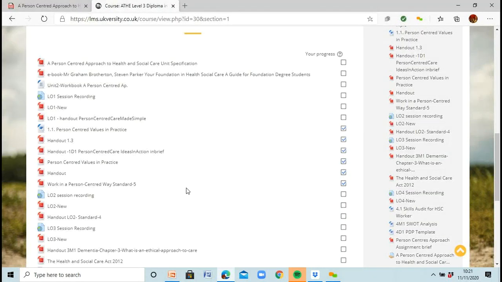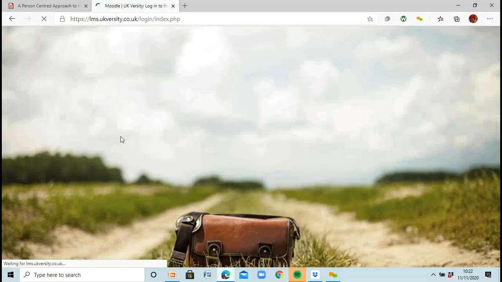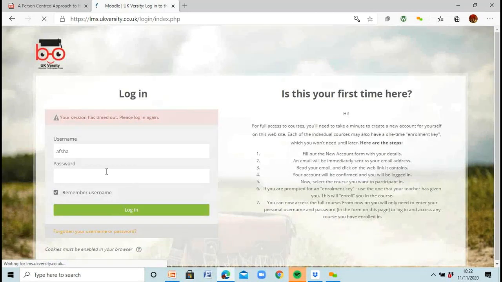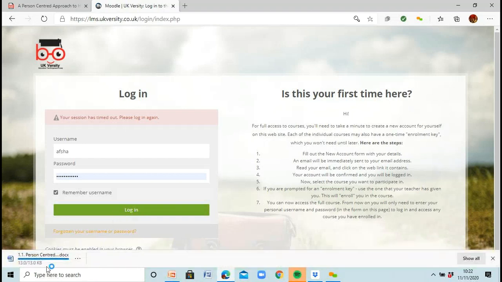Now, there is a little bit of homework I'd like you to do. It will help you answer what we've done. On Moodle, I know you've all got access, in the person-centered approach section, if you go into 1.1, we've got person-centered values in practice. Please go into the one that's got the word, the W, next to it, because that's a document that you can actually write on.